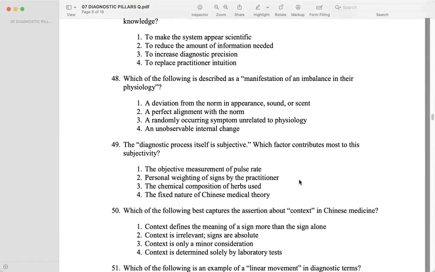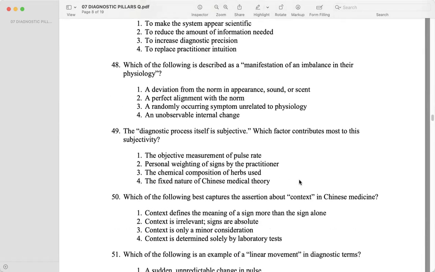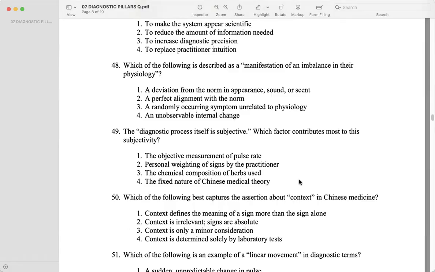Which of the following is described as a manifestation of an imbalance in their physiology? A deviation from the norm in appearance, sound, or scent. Okay. So first you should know how a normal tongue looks and how a normal voice should sound. It should sound like a bell. And how a normal human being smells, no?